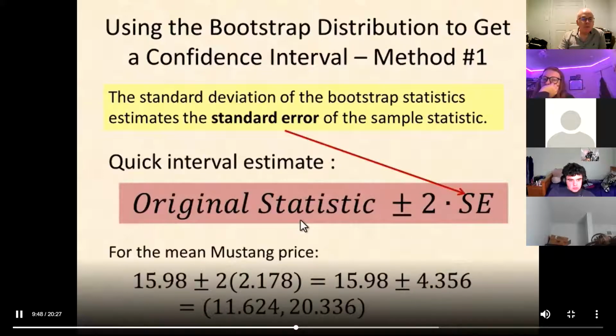So for the mean Mustang price, the original sample mean was 15.98 in thousands of dollars, plus or minus 2 times the standard error that we found from the bootstrap distribution. And we compute that to be 11.624 up to 20.336.